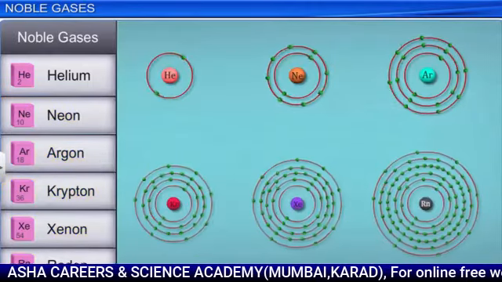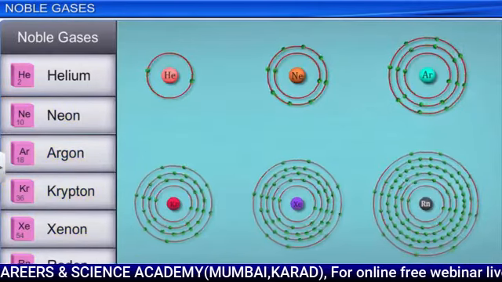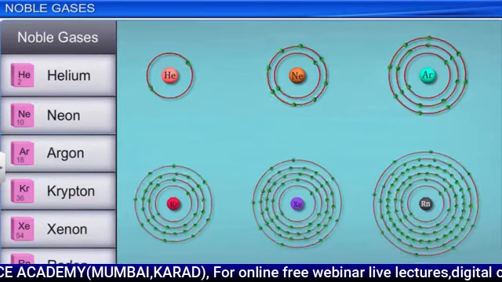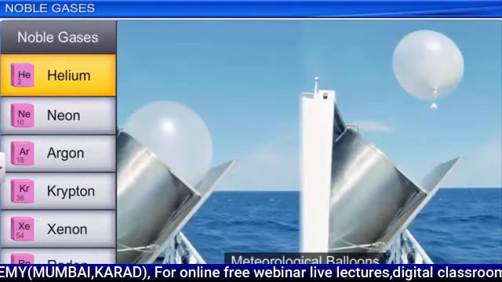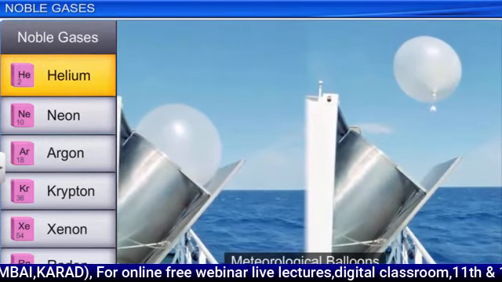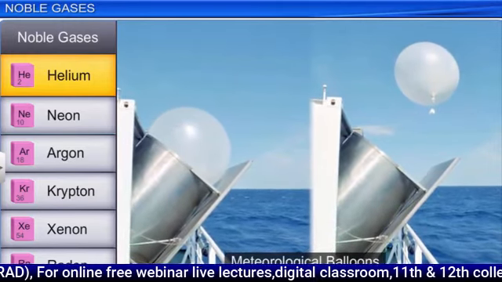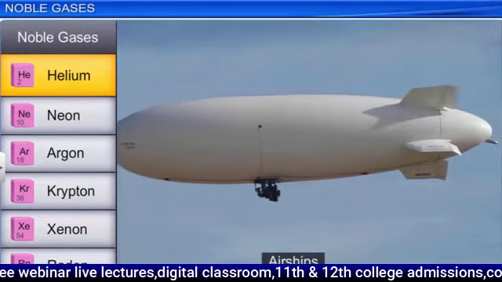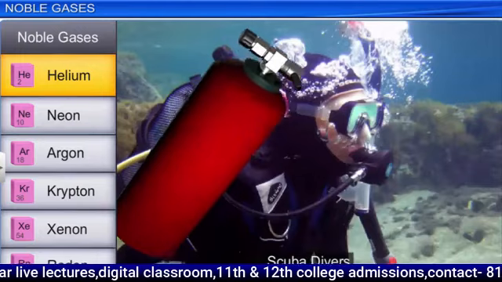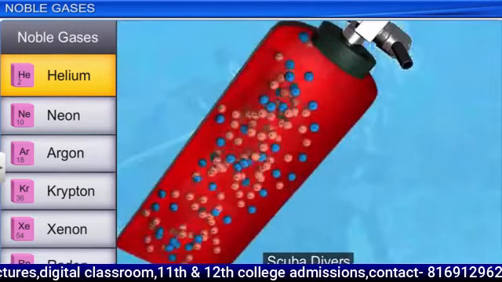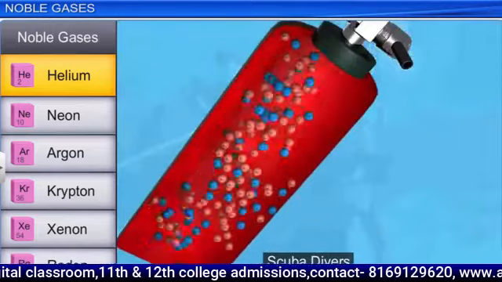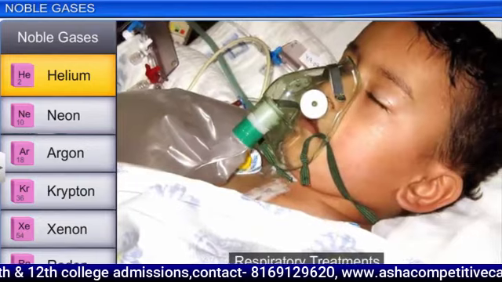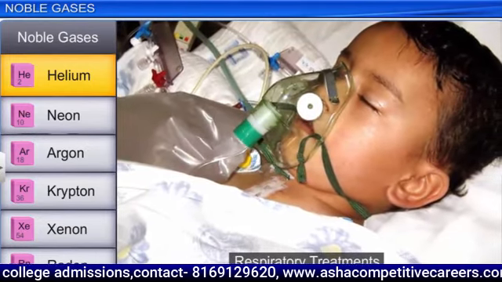Noble gases are not only important because they have stable electronic configuration, but they have several uses. For instance, helium, being lighter than air, is used to fill meteorological balloons. It is also used to fill airships. Interestingly, a mixture of helium and oxygen is filled in scuba tanks worn by deep-sea divers. Moreover, this mixture of helium and oxygen is also used for treating patients with respiratory problems.